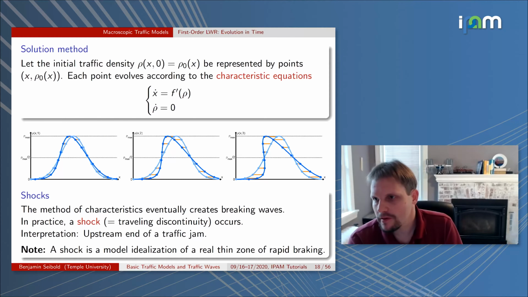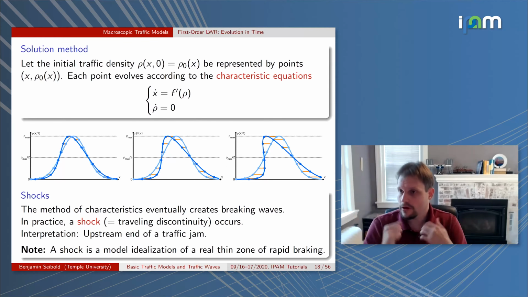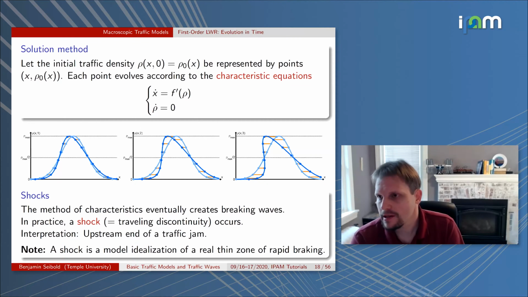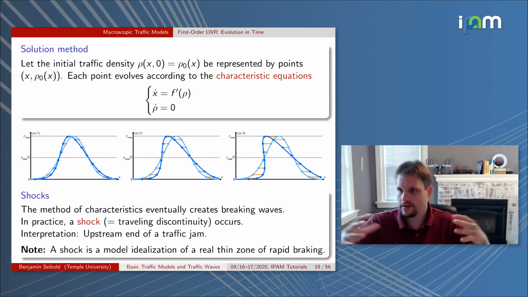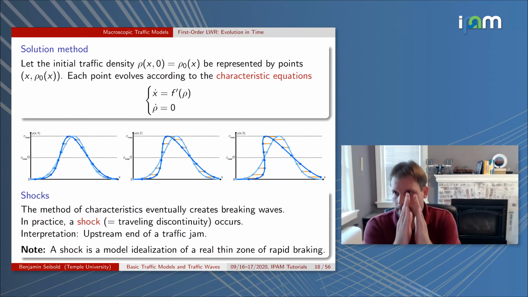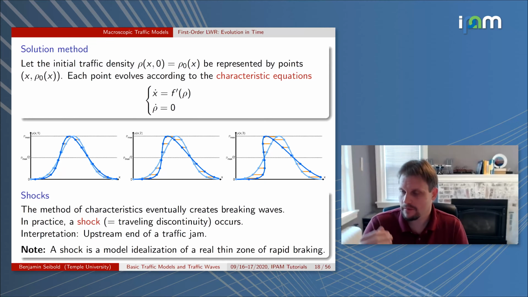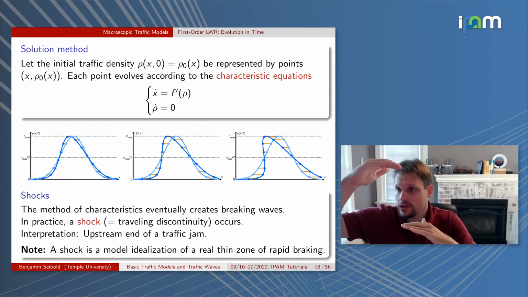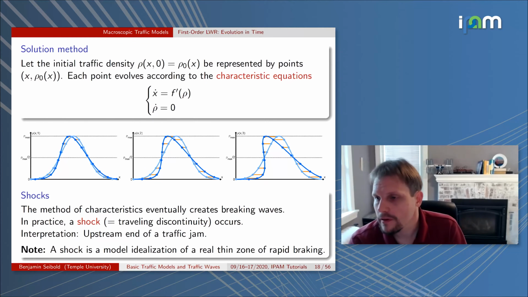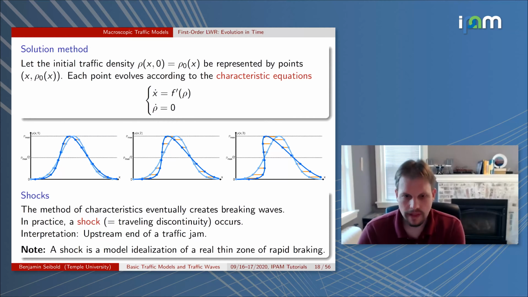In reality, of course, there will be a transition zone, a braking zone, where cars slam their brakes. But the idea is that relative to the length scales that you're interested in, a mile, 10 miles, this braking zone will be very slim, and therefore you can idealize it by a traveling discontinuity. Yeah, again, all models are wrong, but some are useful. So this would be a mathematical idealization of reality, collapsing the braking zone into one single discontinuity and then reducing the dynamics of the braking into essentially jump conditions that describe the dynamics of the shock. So that's the last sentence here.